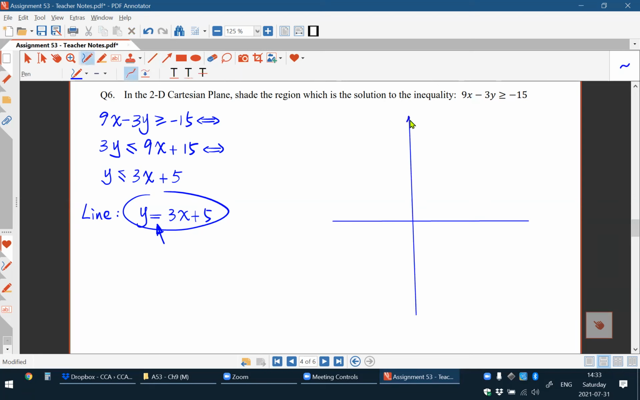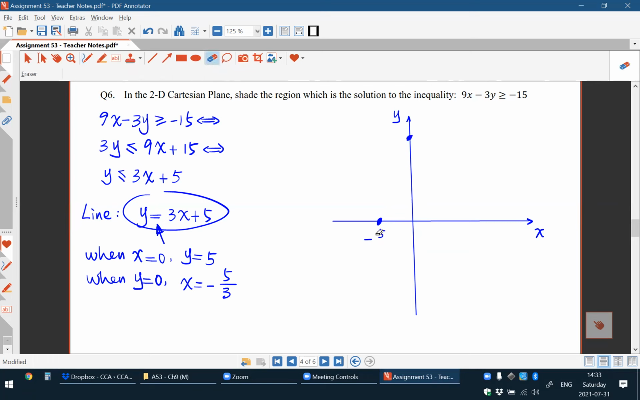So in order to draw this line, it's better to find its x and y intercepts first. That means we need to check when x is 0, y is what? When x is 0, y is 5, right? So it passes through the point (0, 5). And we also know that when y is 0, x is minus 5 over 3. You need to specifically list the two points here. Otherwise, nobody will know what the coordinates of the points are, right?